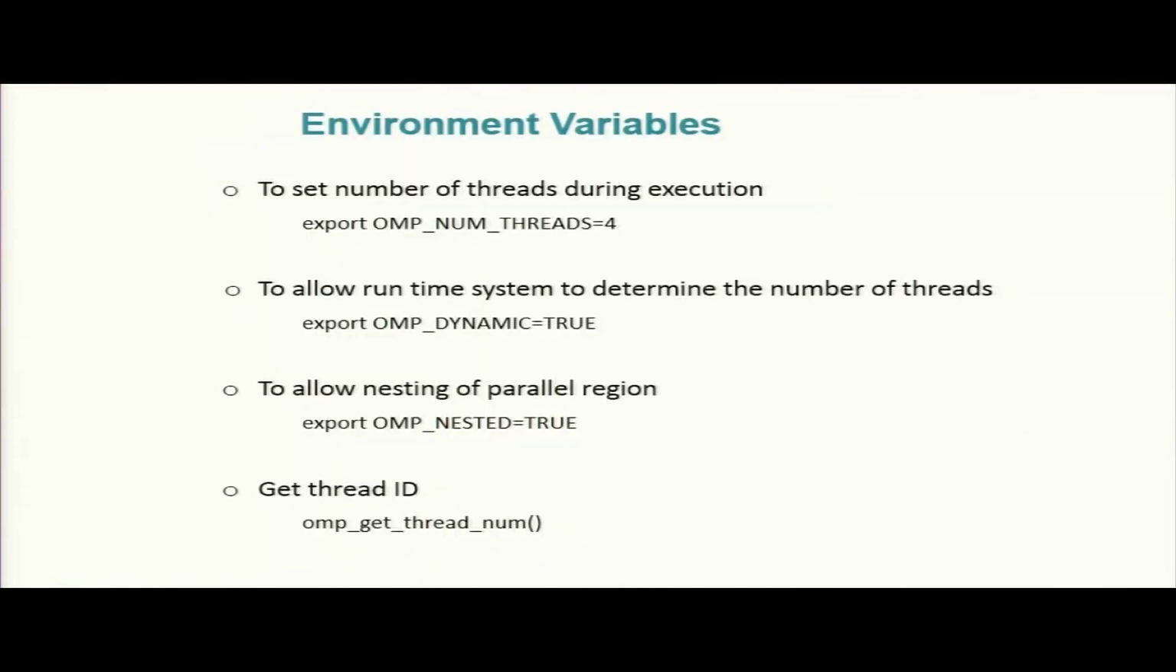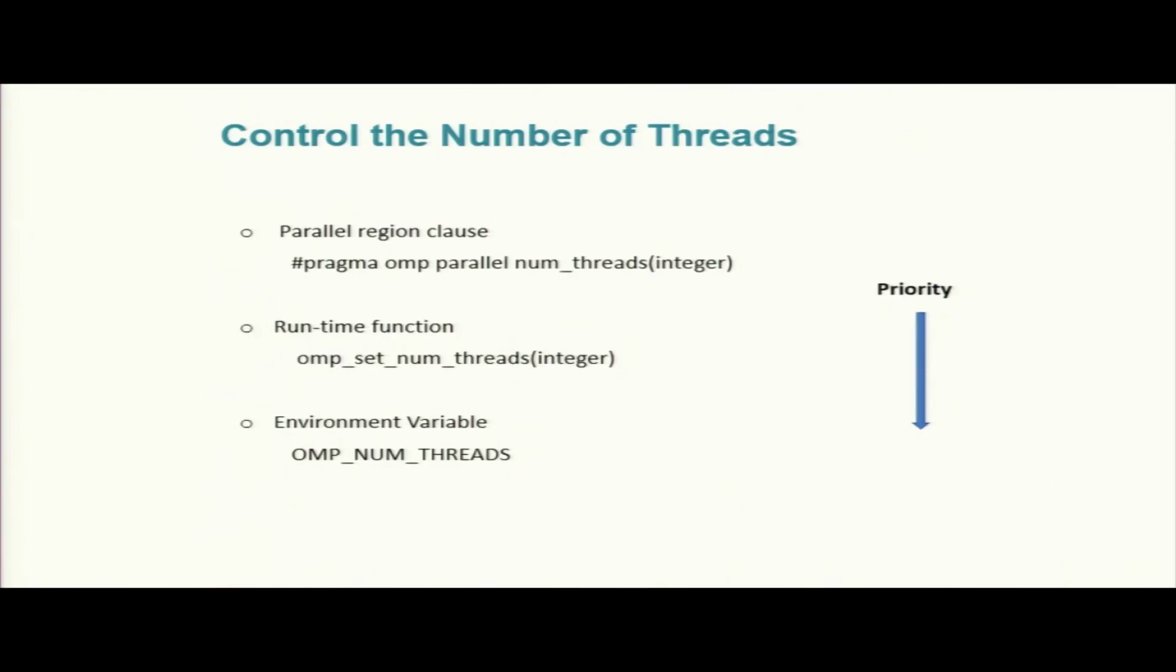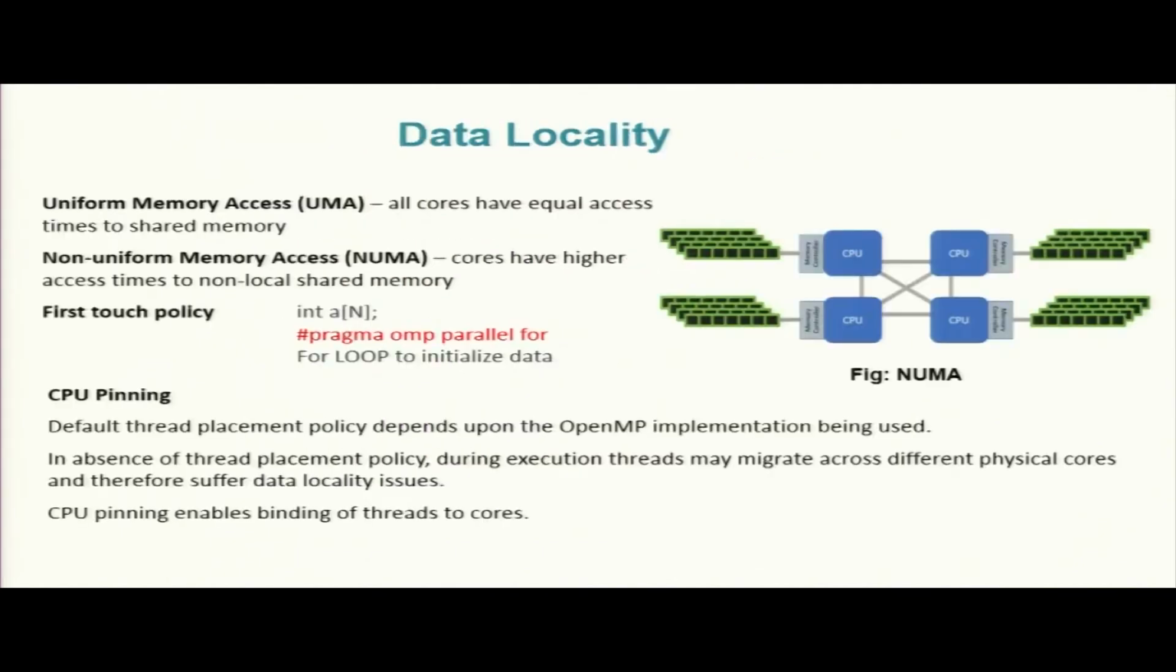Okay, so this we have covered. We can control the number of threads in 3 ways, and these 3 have certain priority. The clause has the highest priority: when we are creating the parallel region, there itself we mention how many threads we want, so we pass that number here. Then comes the library routine, and then the environment variable. So if we set all 3, we will see that this value will be taken. Any questions?